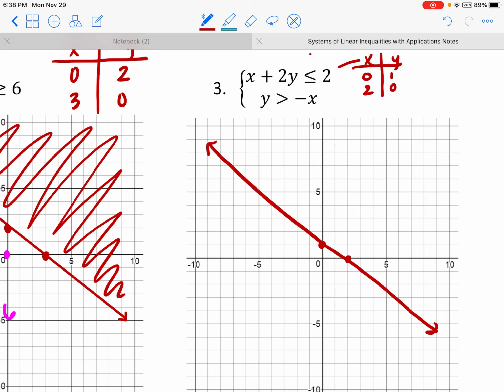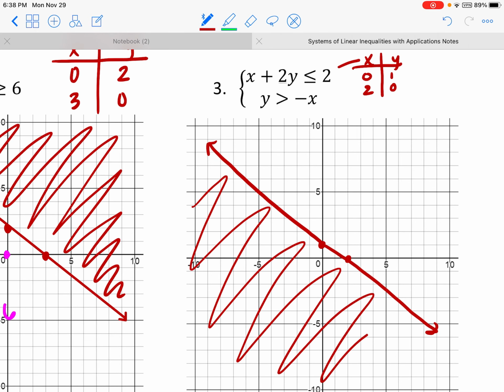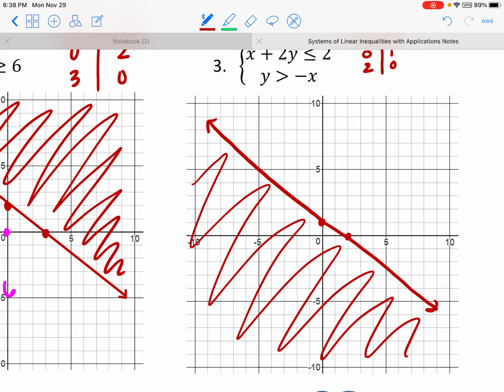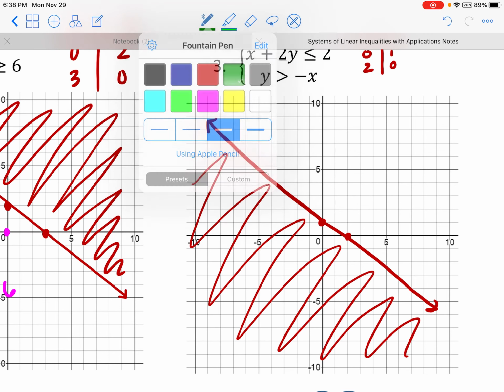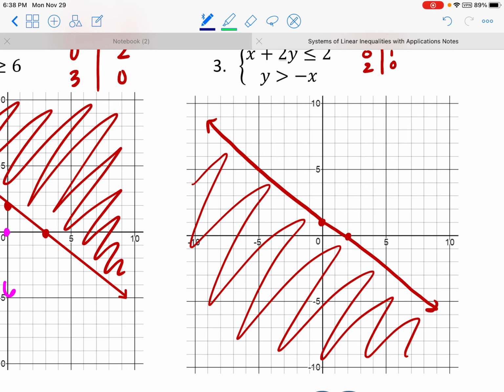And because it is a less than symbol, we are going to shade below that line. And when you're doing this on your paper, don't go too crazy with the shading. I have multiple colors, so this is going to be easier for me to see what's happening now when I go to graph the next one.